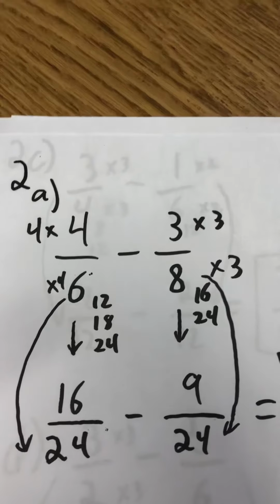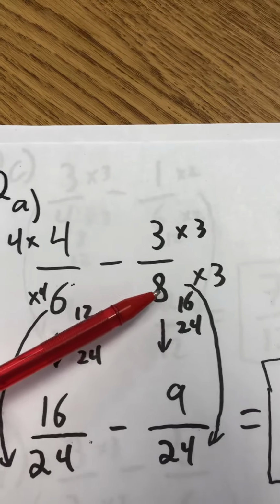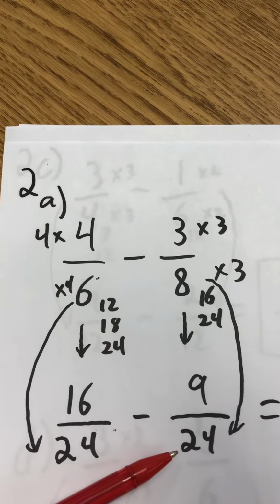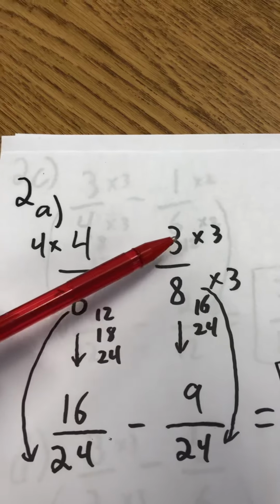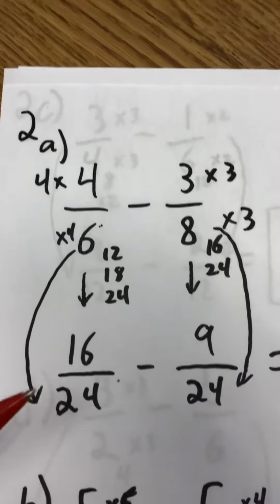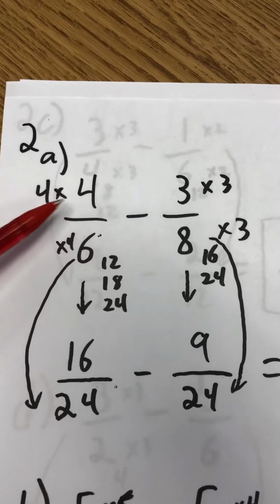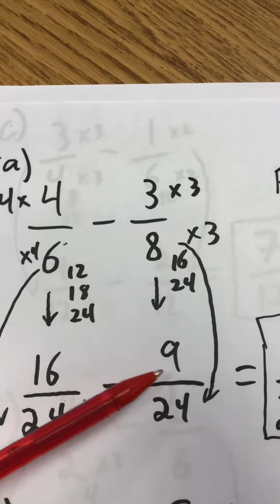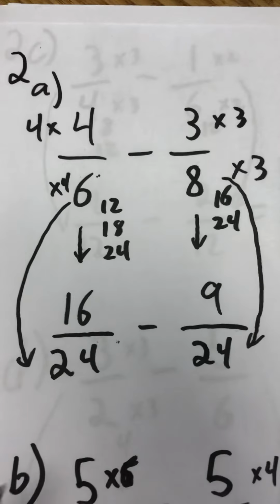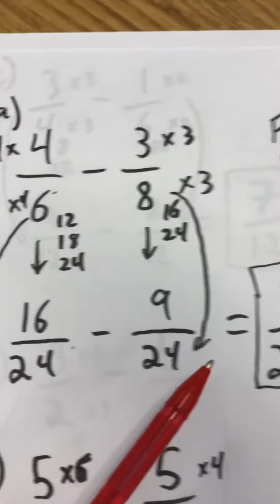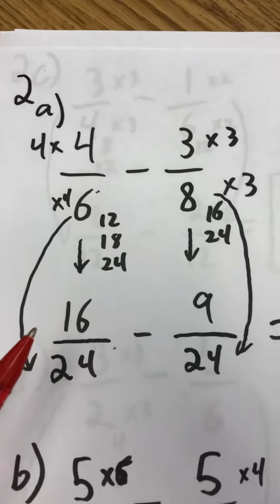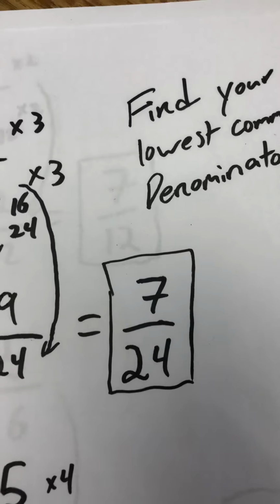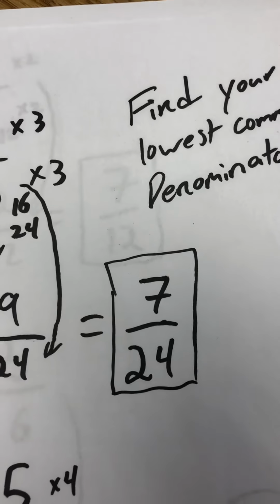And over on the other side, to get to 24, we went 8 times 1, 2, 3, gave us 24. So whatever we do to the bottom, we do to the top. There's where we get these new numbers. 4 times 4 was 16, and 3 times 3 was 9. So now with your new fraction that we have that common denominator, we can slide that over, and then 16 minus 9 is 7. 7 out of 24 is your answer.